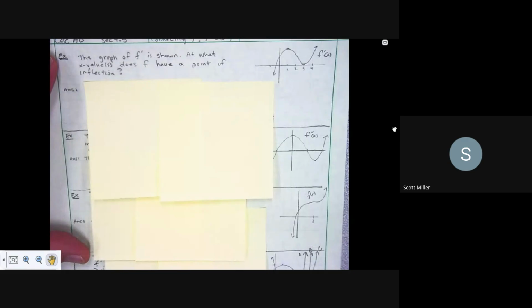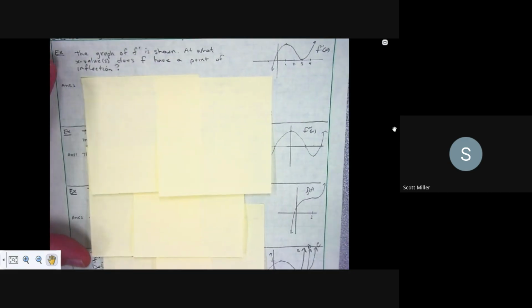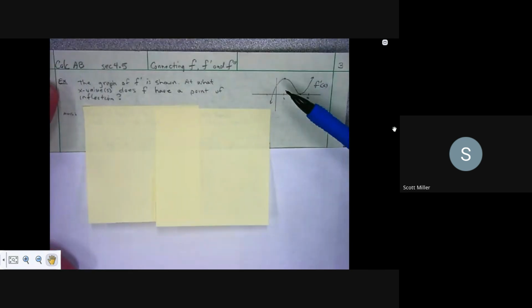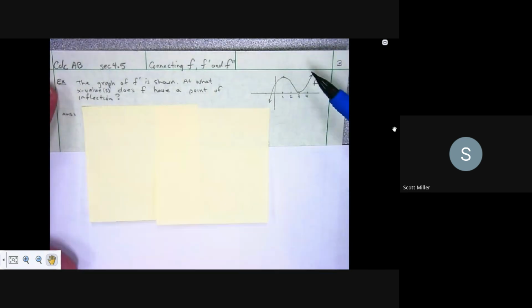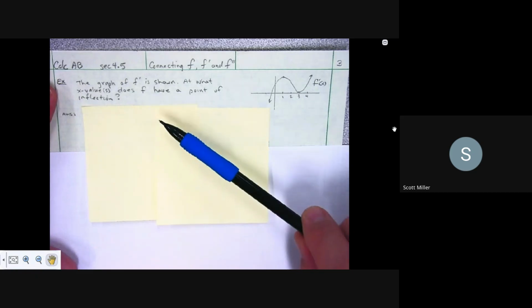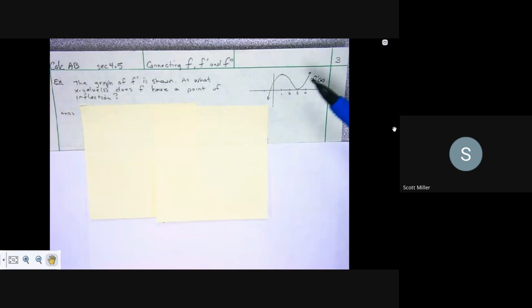All right, let's take a look at the next one. So we look at this one right here. The graph of f prime is shown. So again, we're looking at the derivative. At what x value or values does f have a point of inflection? So if you remember, in a derivative sense, the point of inflection would be any relative maxes or mins. Okay? So that would be in two locations right here.